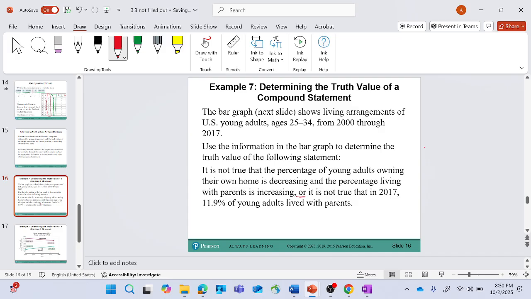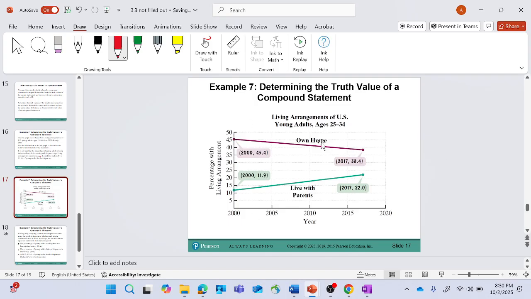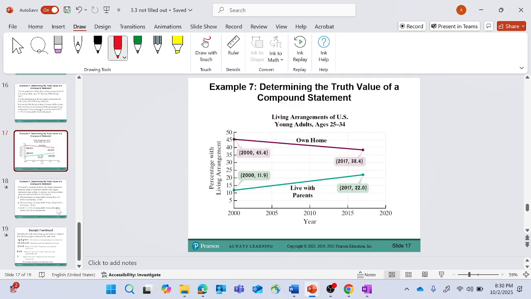It is not true that in 2017, 11.9% of young adults lived with parents. A lot going on there. This is the bar graph that we have. All right, we'll come back to it in a bit. But what we want to do is pick out what the true or false statements are here. Everyone with me? Any questions up to here before I keep going?